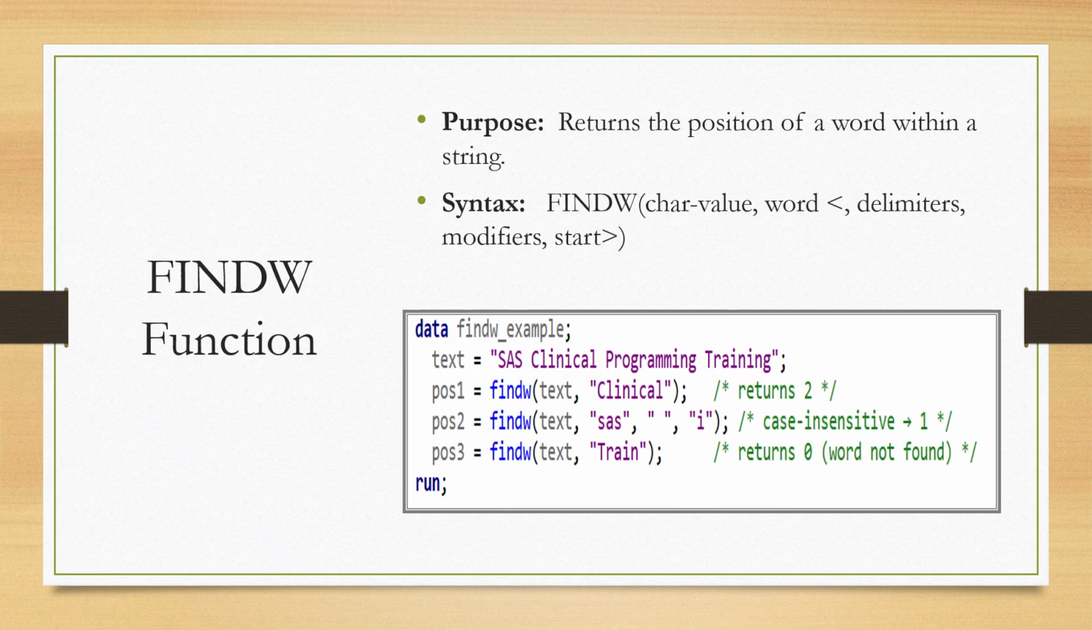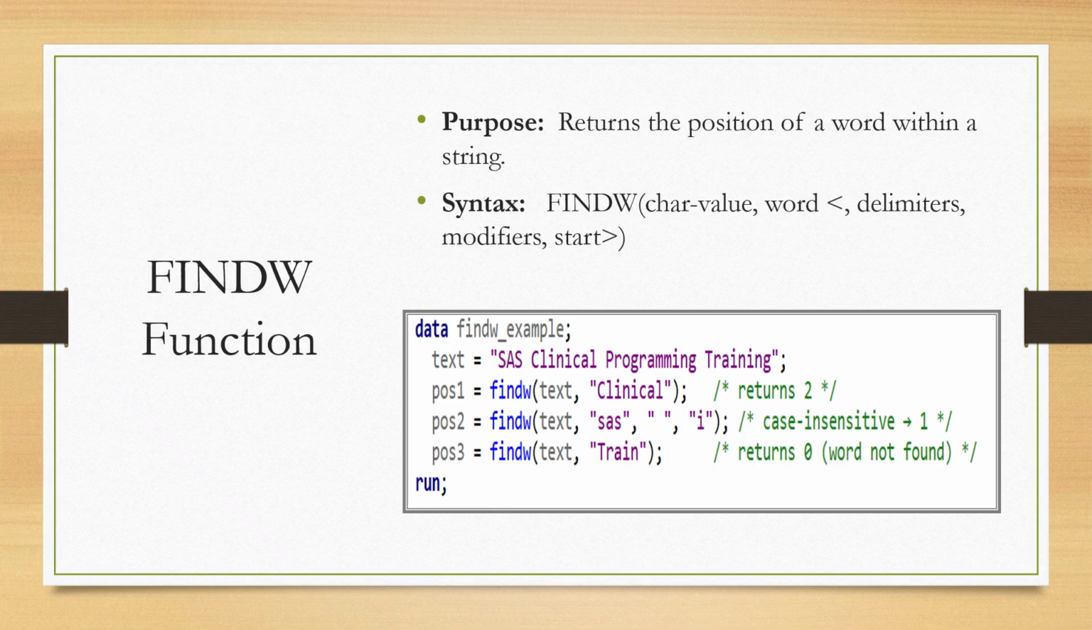it will return a value of 2. For position 2 variable, again, we are using a modifier I, but we do not have any delimiters to mention. So what we have done is we have given a delimiter as blank here, and after that we have given a modifier I. And we are searching for a value of SAS. Please note that why we need a modifier I, because we want to ignore the case here.